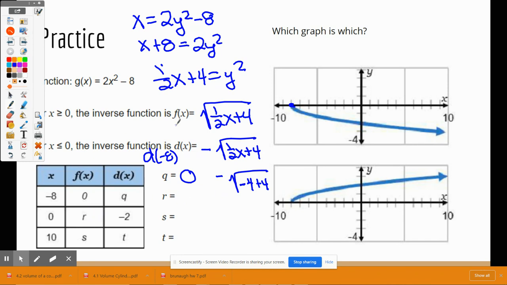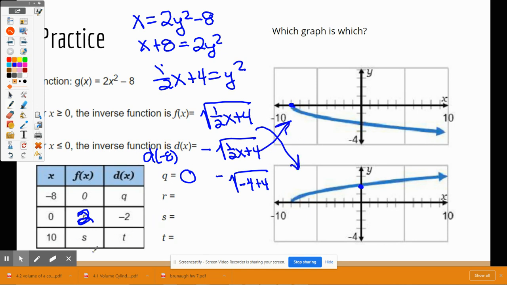How about R? R is from the F graph, the top one. Plug in 0 into there, and you'll get the square root of 4. The square root of 4 is 2, so that will be 2. On this graph, you can see when you plug in 0, it's 2. Because this graph goes with this, it's kind of confusing because you have to keep going back and forth.